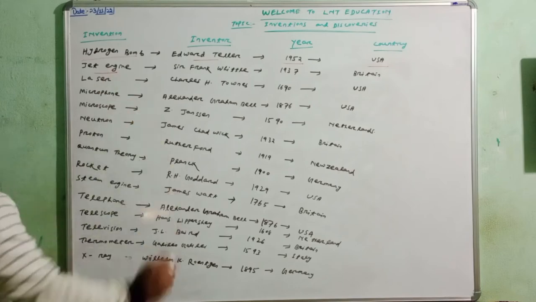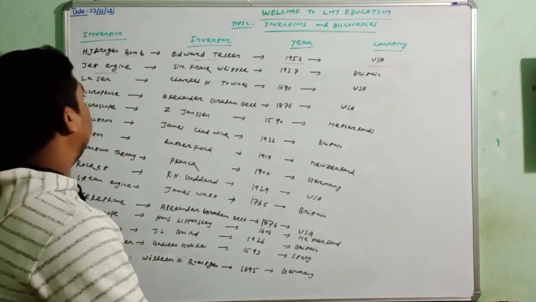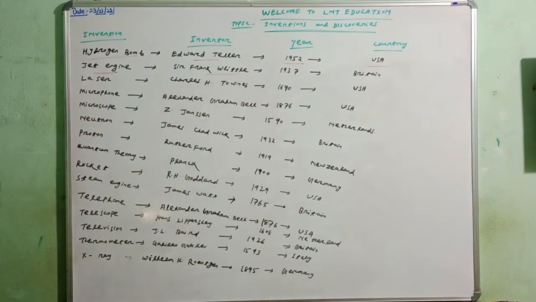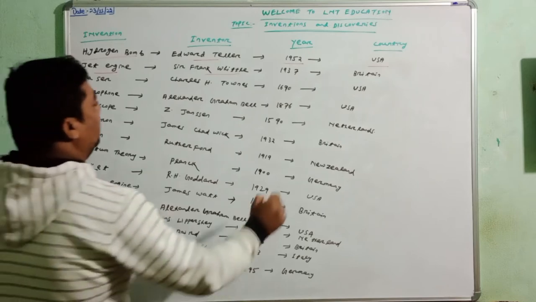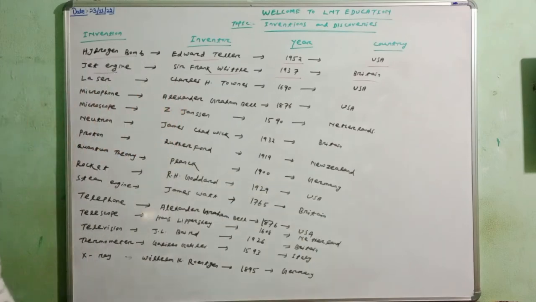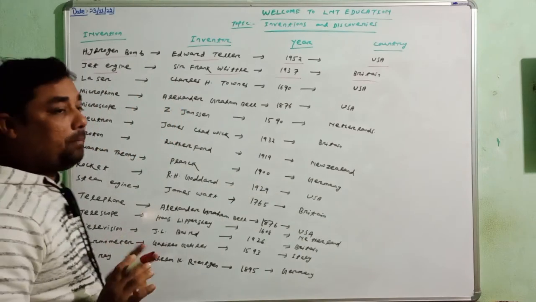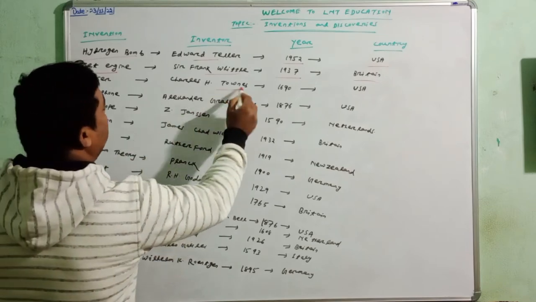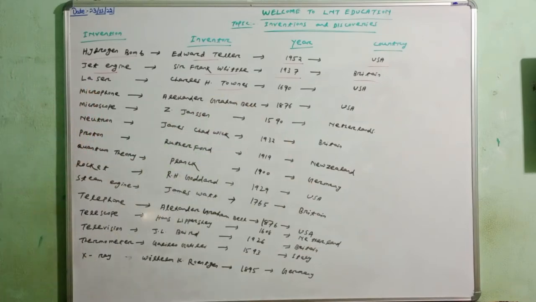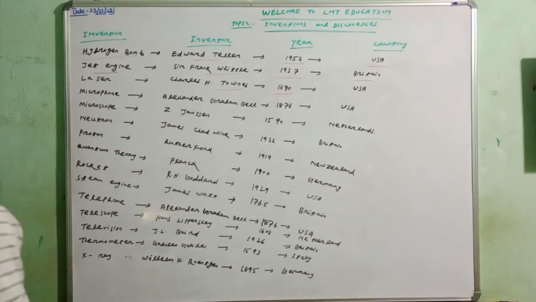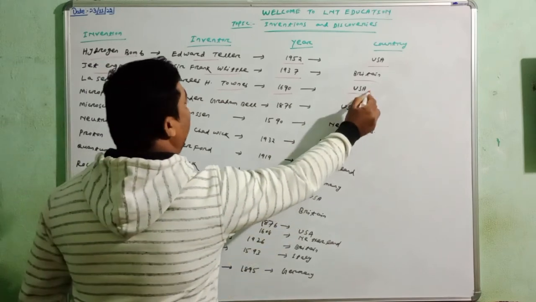The next is jet engine. Today's age is the jet age. The inventor is Sir Frank Whittle. Sir Frank Whittle is the inventor of the jet engine, invented in the year 1937, and he belongs to the country Britain. Then laser. Nowadays laser technology plays an important role, and the inventor is Charles S. Townes. Charles S. Townes is the inventor of laser, invented in the year 1690, and the scientist belongs to the country USA.